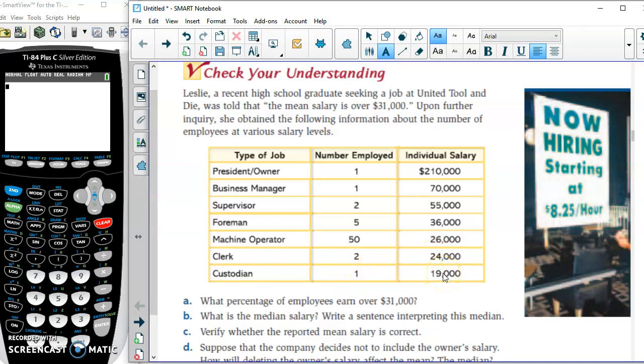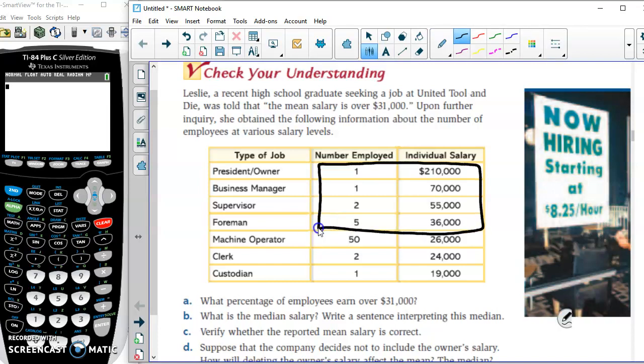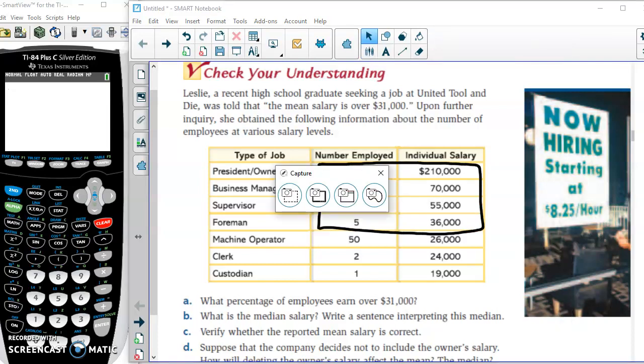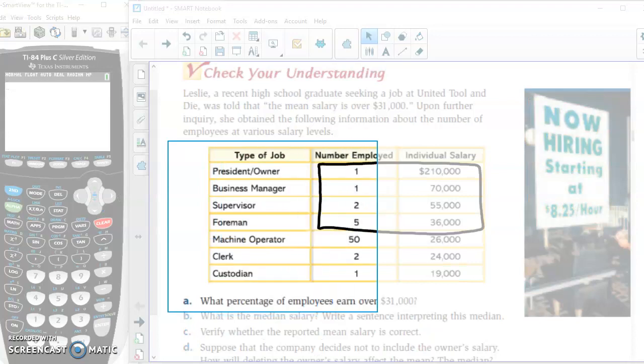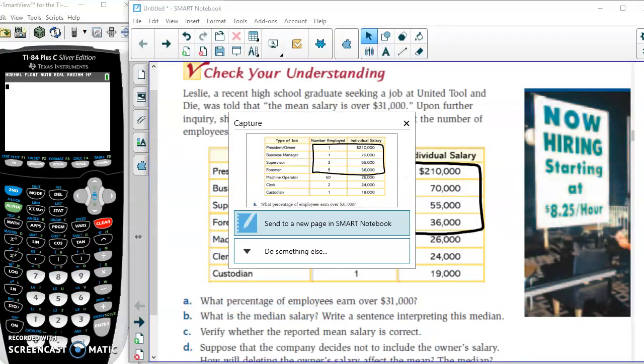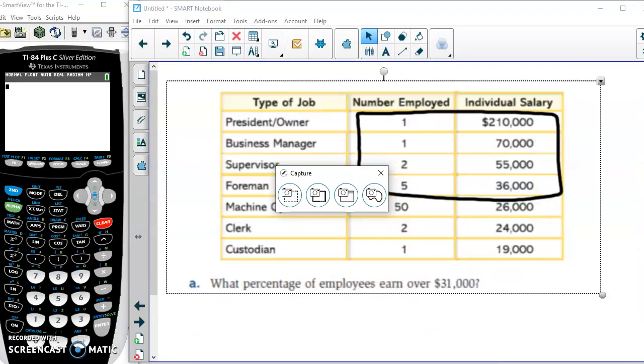So our first question here says, what percentage of employees earn over $31,000? So this is where, when we look in our table, we're looking at over $31,000. So we're looking at right in here, okay? So if we're going to answer this, that's the type of information we're going to be looking at. So let's just take a snapshot of this. Let's go to a new page so we can just look at this.